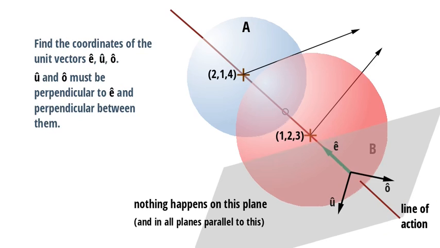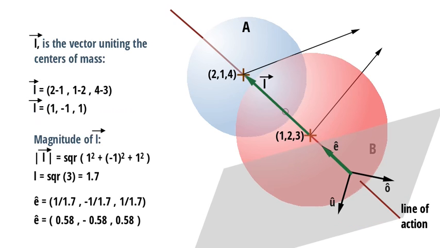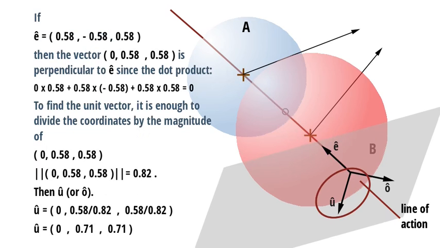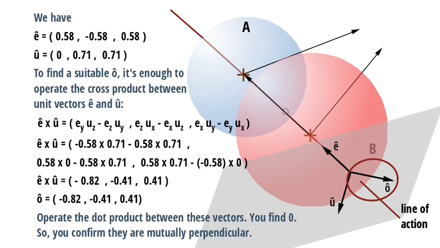Find the coordinates of the unit vectors E, U and O. U and O must be perpendicular to E and perpendicular between them. L is the vector uniting the centers of mass. Dividing by its magnitude, we find the coordinates of E. To find another unit vector, U, perpendicular to E, it's enough to ensure that the dot product with E will be null. To find the third unit vector, O, we operate the cross product between E and U.